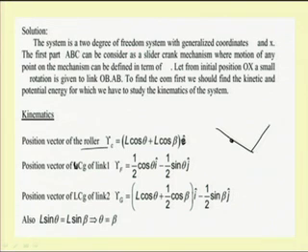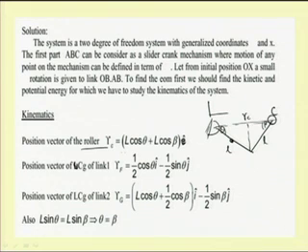This is the roller C. The position vector of this point, if you consider a coordinate system here, is R C, which is equal to L cos theta plus L cos beta. This is L, this is also L, this angle is theta, this angle is beta. This direction I am taking as I. Similarly, the position vector of the CG of this link 1.